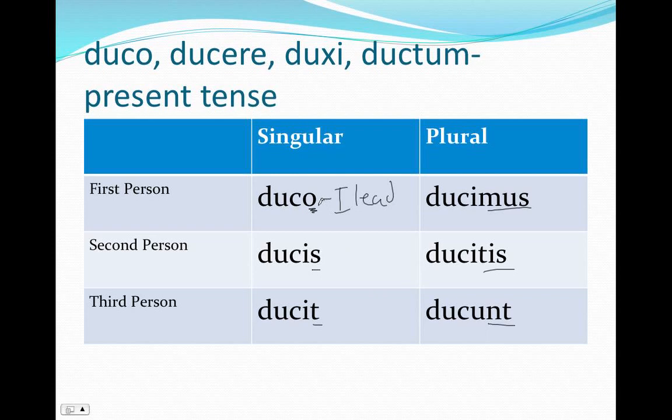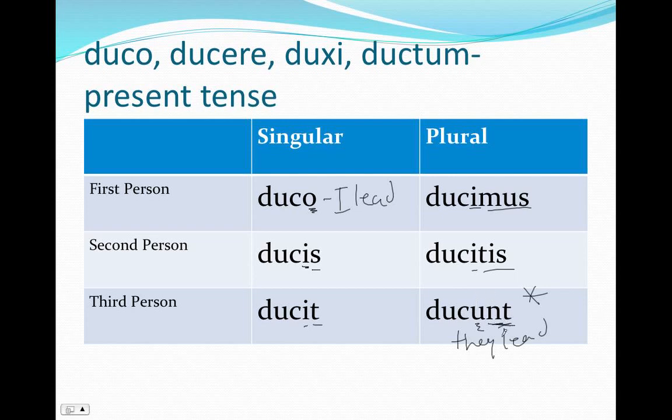Now the only difference here, so we've got these same endings, is the vowel that sits between the stem and the ending. And it's going to shift a little bit. So duco, in most cases it's going to be an I. Ducis, ducit, ducimus, ducitis, but in the third person plural, they lead, it is going to be a U. And that's because this is a short, sort of almost non-existent vowel. So ducint doesn't quite sound right, but ducunt, it lengthens a little bit because of the two consonants here.